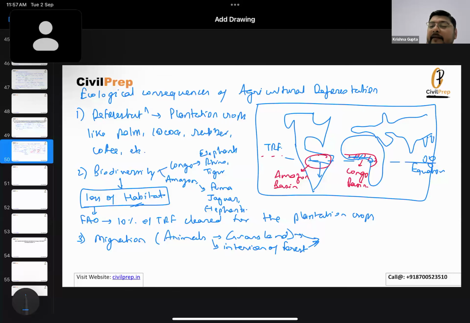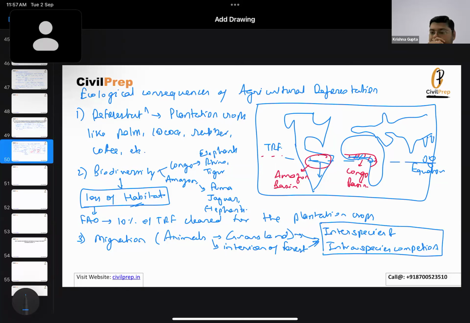There is interspecies and intraspecies competition. So the interspecies and intraspecies competition is rising in this region. Because of this, the species are moving towards extinction. Okay, they are moving towards extinction.